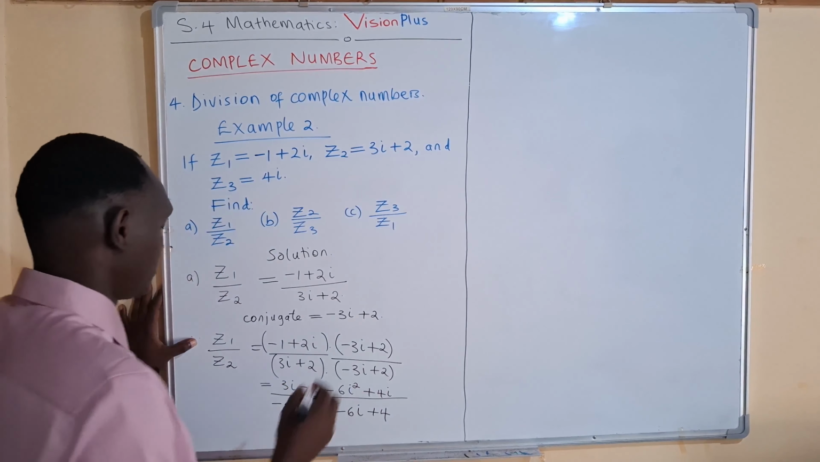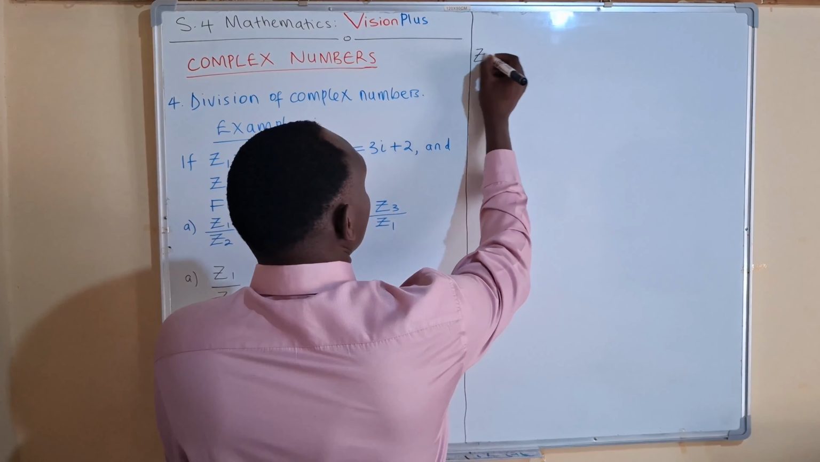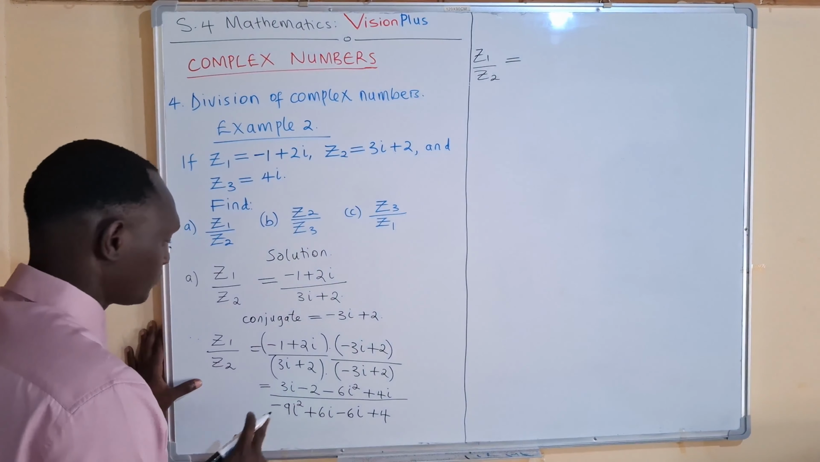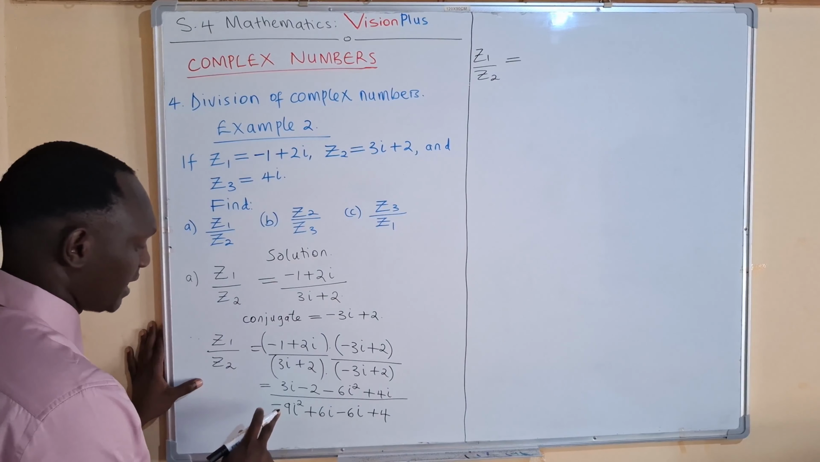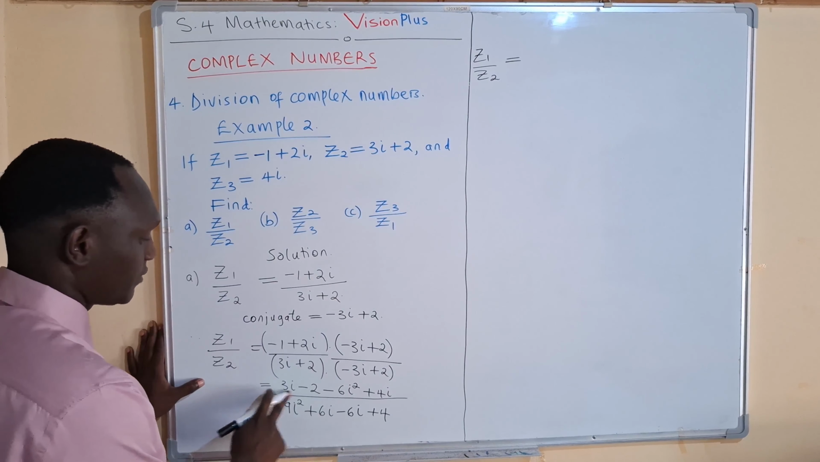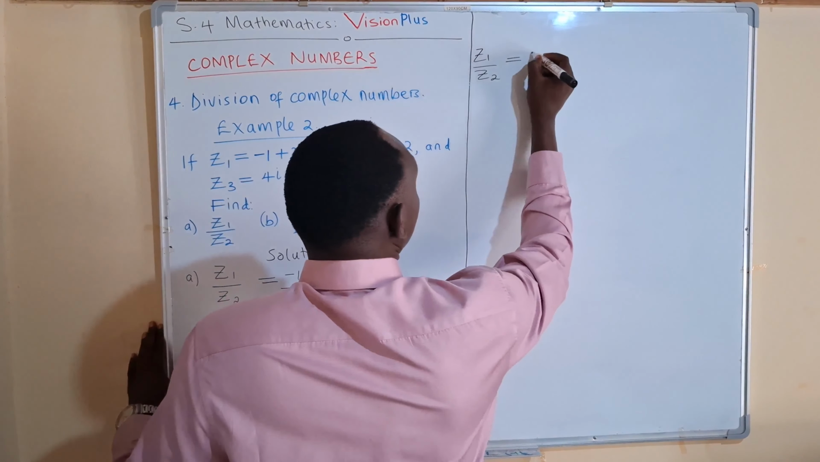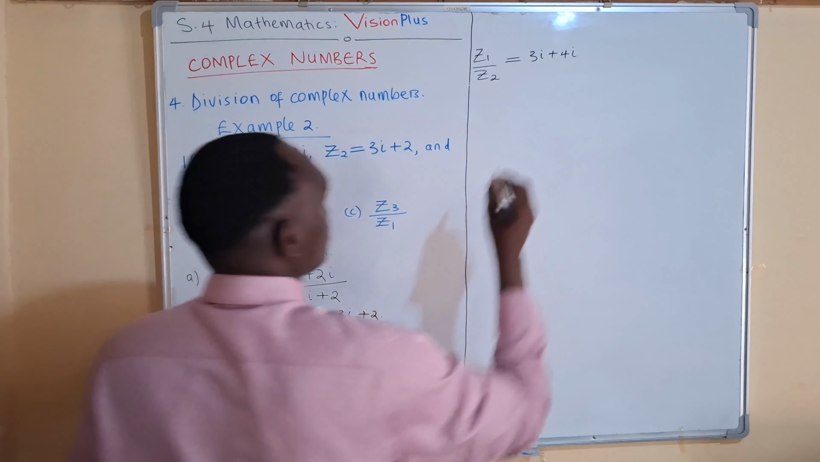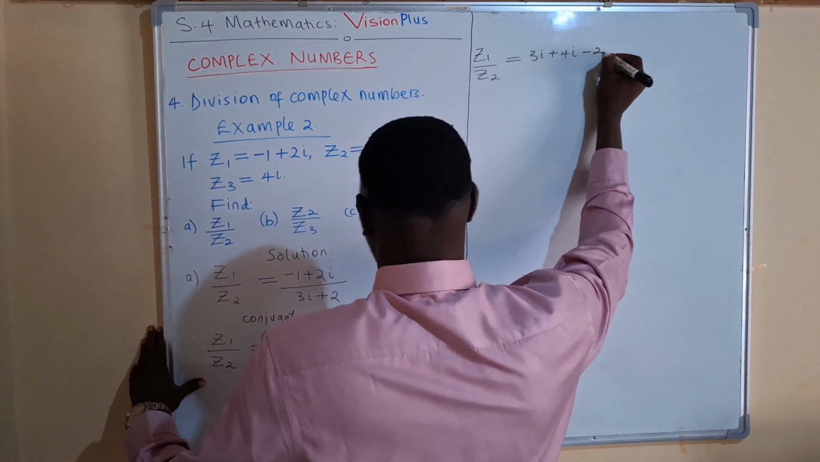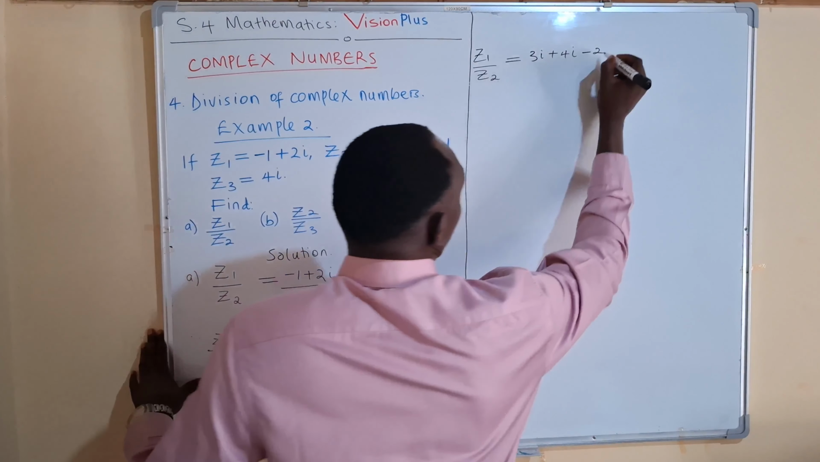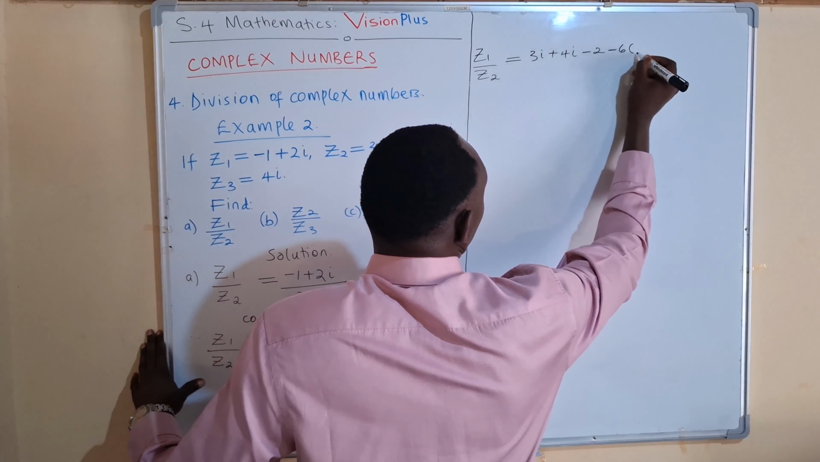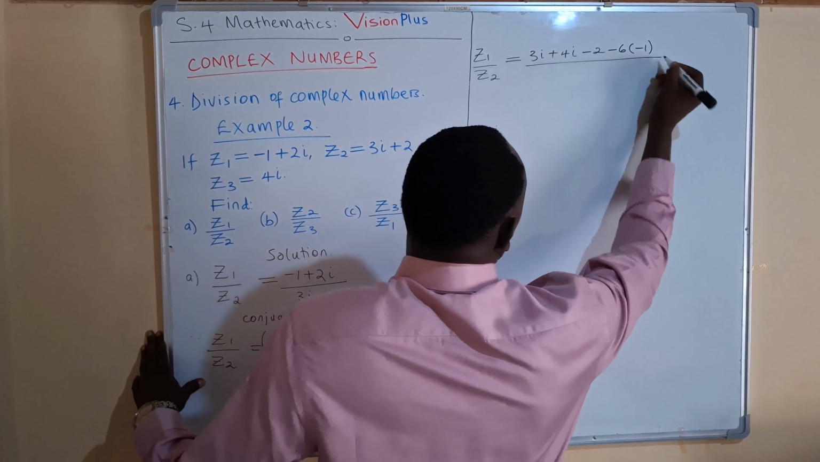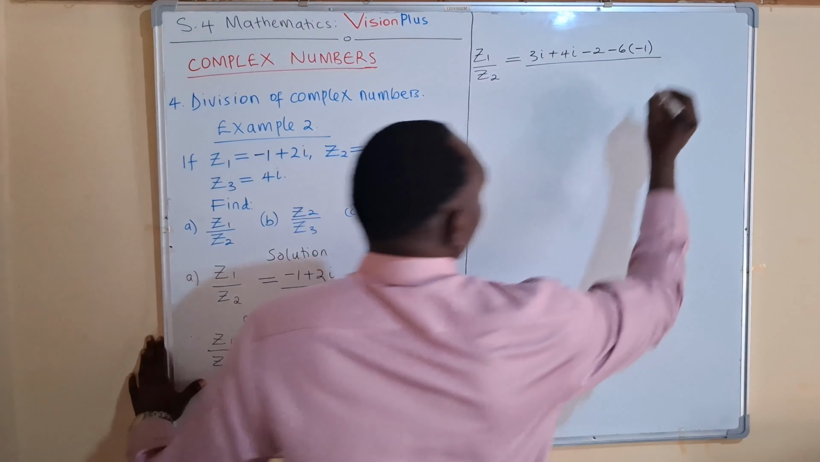So on continuing, we shall say z1 over z2 equals, then we come and simplify by collecting the like terms. So I have 3i, and here I have 4i. So we'll say 3i plus 4i, then you have minus 2. Then I have minus 6i squared. So we'll say minus 6. But what is i squared? i squared is the same as negative 1. So by the property that i squared is negative 1, we put it here.